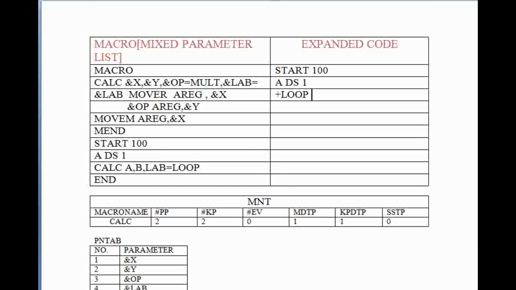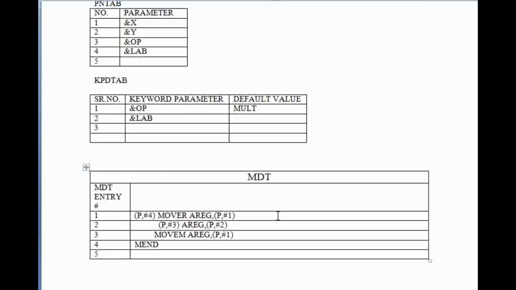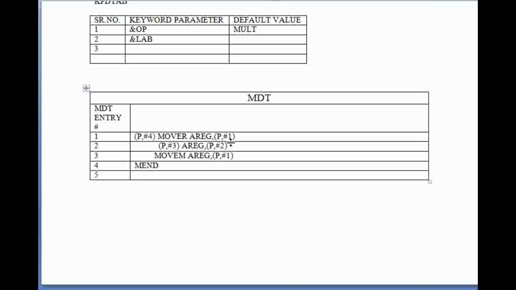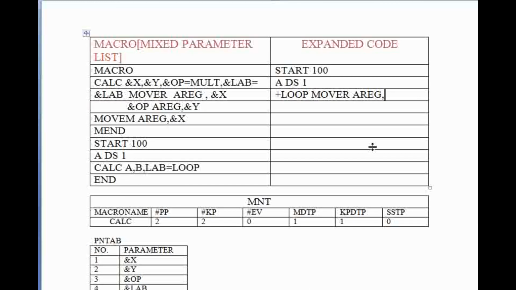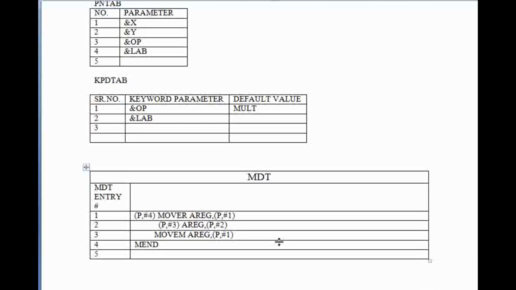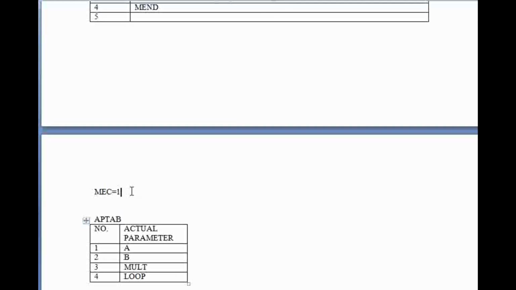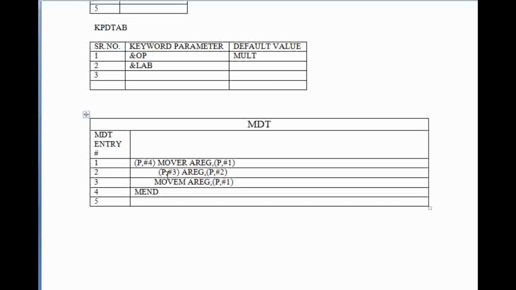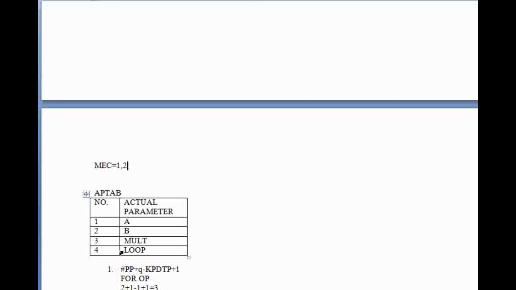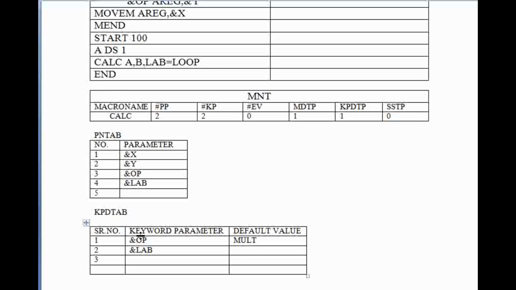So we write here loop, and then comes move R, the A register, which are ordinary strings that represent themselves, and then comes P comma #1. If you look at our AP tab, P comma #1 is A, so we write here A. After that line, MEC is incremented by 1, so MEC becomes 2. So we go to the next line in our MDT. We have P comma #3, A register, P comma #2. P comma #3 is mult, and P comma #2 is B. So that is what we need to write here.